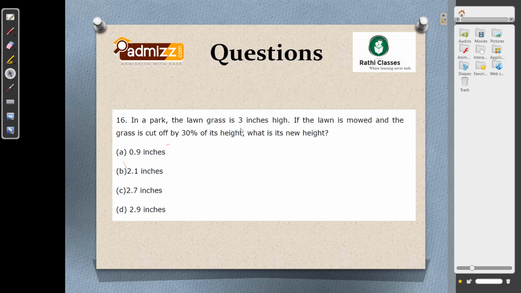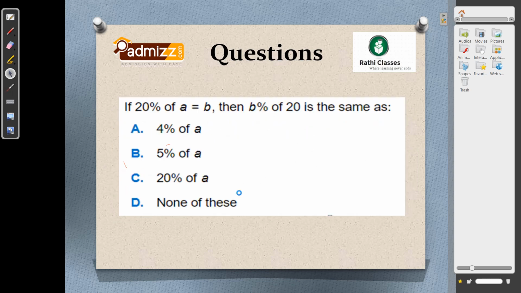Moving on to the next question. In a park, the lawn grass is 3 inches high. If the lawn is mowed and the grass is cut off by 30% of the height, what is the new height? So what you will do is just write 100 minus 30%, that is 70% of 3, 7 times 3 is 21. So we will be left with only option B. So the answer for this 16th is B. Without even solving, you can just read the question and mark the options.